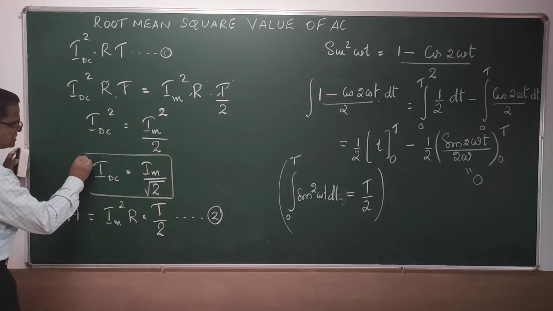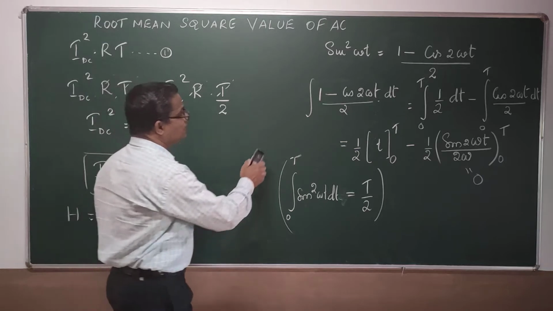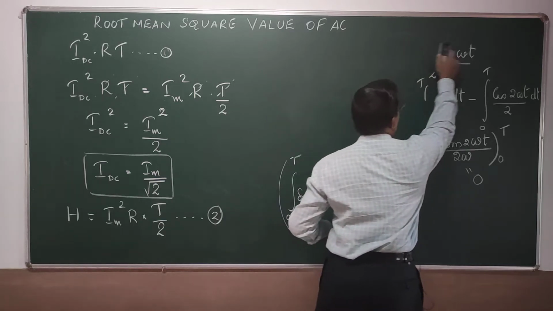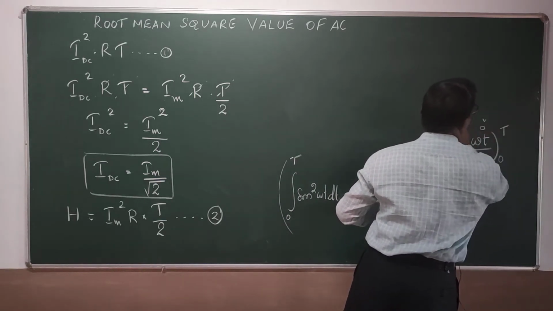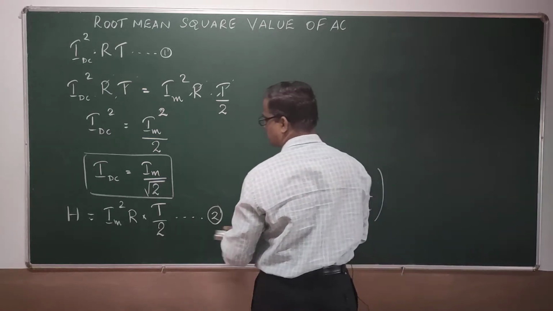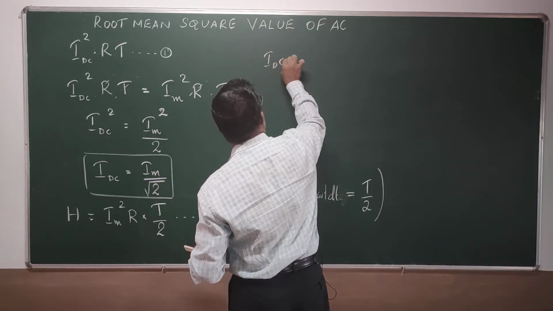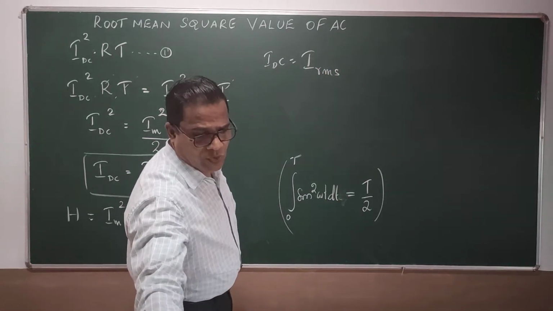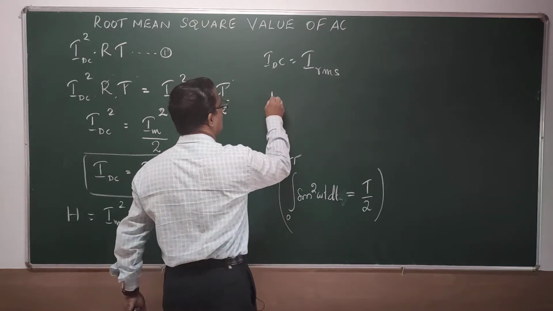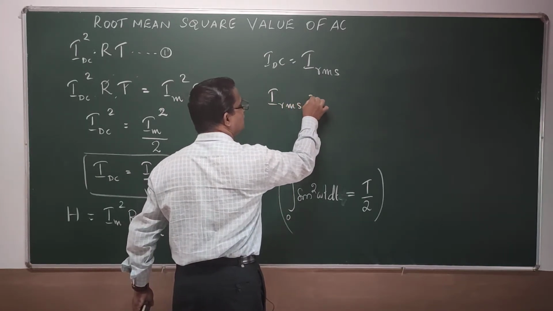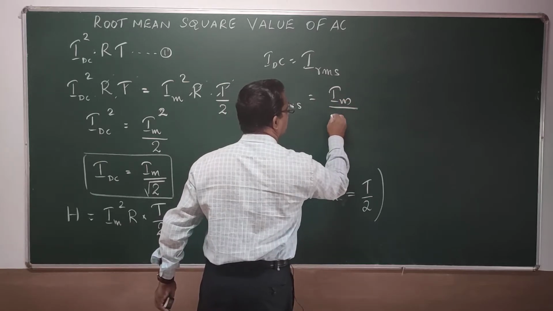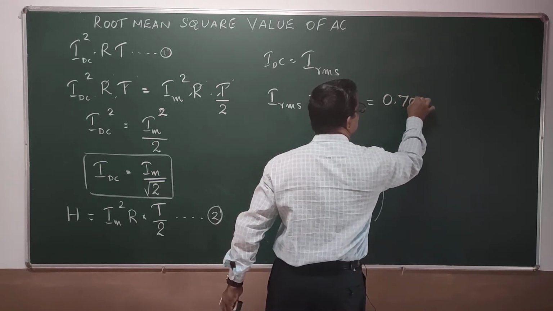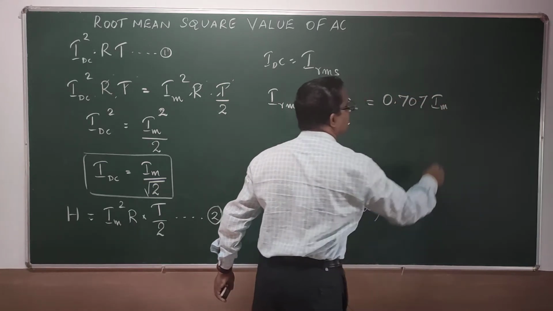And this I dc is what we call the RMS value. This I dc is equal to I RMS. Therefore I RMS will be equal to I m by root 2, or equal to 0.707 times I peak.